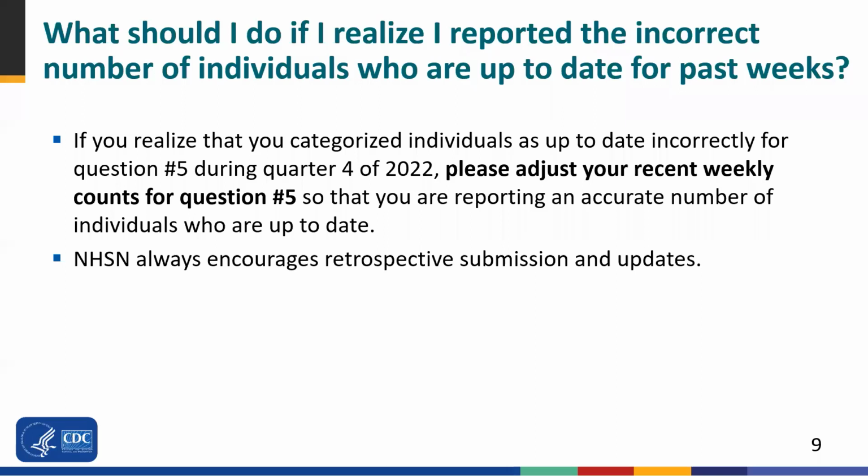Here's a question that we get quite a bit. If I realize I reported the incorrect number of individuals who are up to date for past weeks, what should I do? Now, if you realize that you categorized individuals as up to date incorrectly for question number 5 during quarter 4 of 2022, please adjust your recent weekly counts for question number 5 so that you are reporting an accurate number of individuals who are up to date. NHSN always encourages retrospective submission and updates.